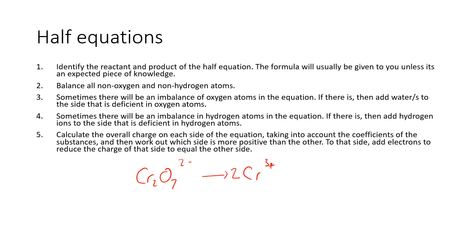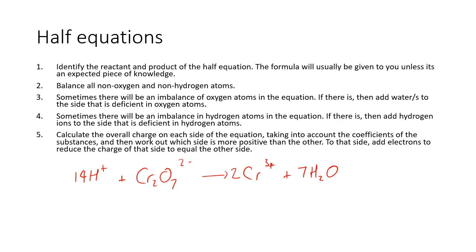Now we're going to balance the oxygen atoms. We need to add 7 waters to the right-hand side because you've got 7 oxygens on the left-hand side. Now we've got a whole bunch of hydrogens we need to add. How many hydrogens do we need to add on to the left-hand side? 14. 14 hydrogens added to the left-hand side.